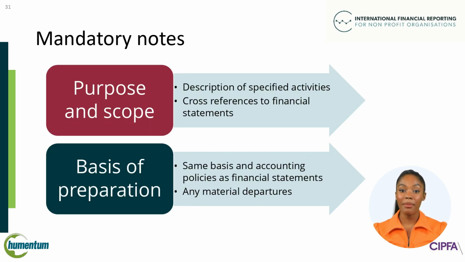Each supplementary statement has its own set of explanatory notes to aid users' understanding. The information in the notes will describe the purpose and scope of the statement and how it has been prepared. The notes will include a description of the specified activities and cross-references to relevant information in the main NPO accounts. They will also confirm whether the supplementary statement has been prepared on the same basis and using the same accounting policies as the main NPO accounts. The notes will also set out any specific accounting policies used that are relevant to the statement.